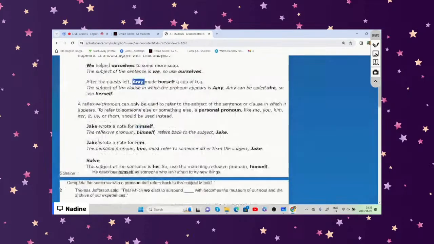And a reflexive pronoun can only be used to refer to the subject. It only refers to the subject. Like I say, if the subject is she, then we use herself. If the subject is he, we use himself. If the subject is it, we use itself. It needs to refer back to the subject. It can only refer back to the subject of the sentence or the clause in which it appears, right?